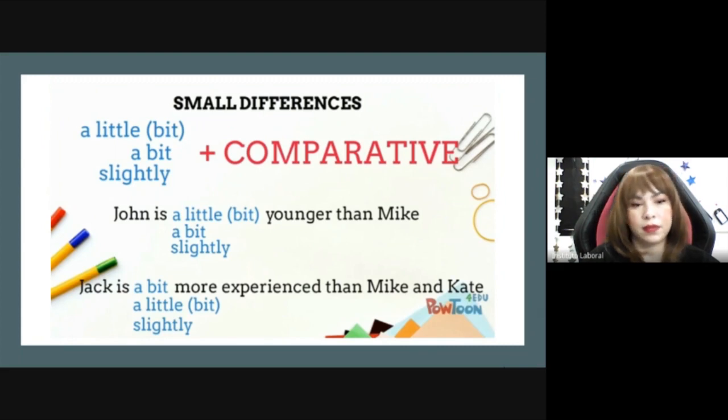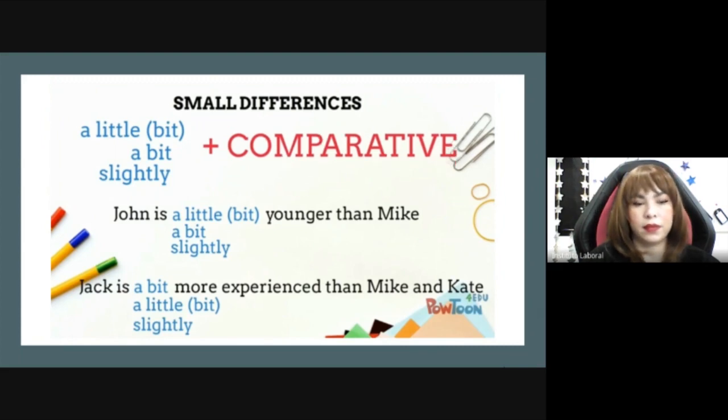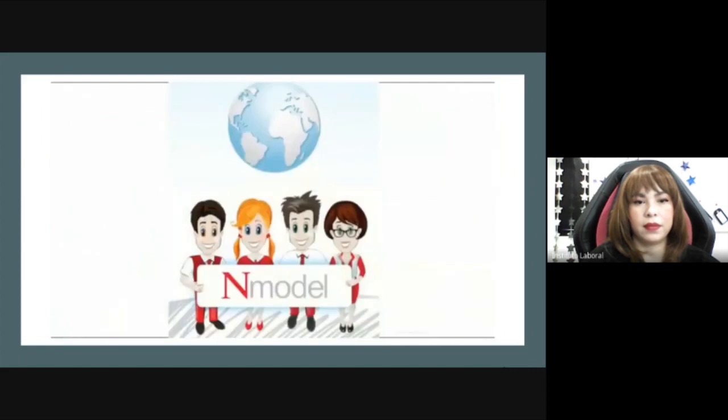And one more example with an adjective of more syllables. Jack is a bit more experienced than Mike and Kate. Jack is a little bit more experienced than Mike and Kate. Jack is slightly more experienced than Mike and Kate. This is all about comparatives, and in the next video, I'll tell you about superlatives.